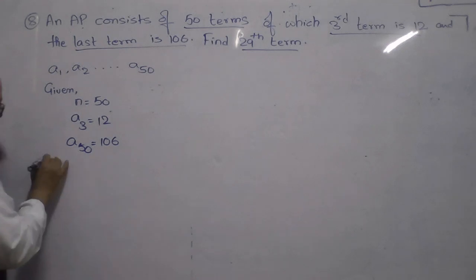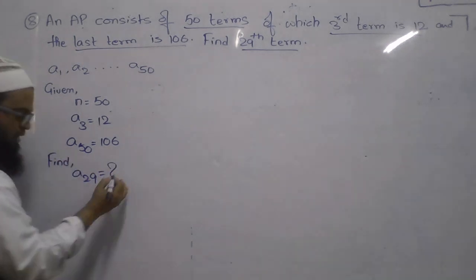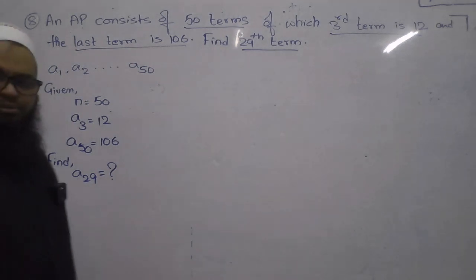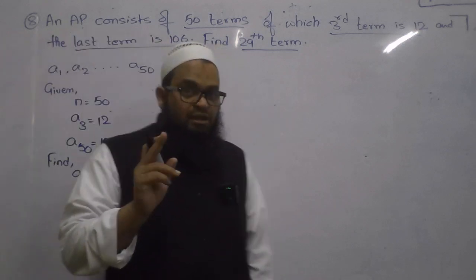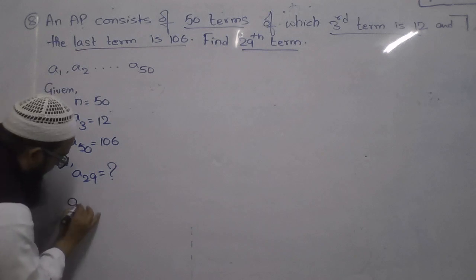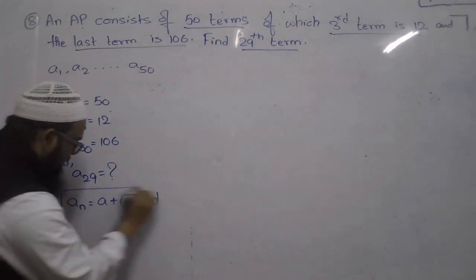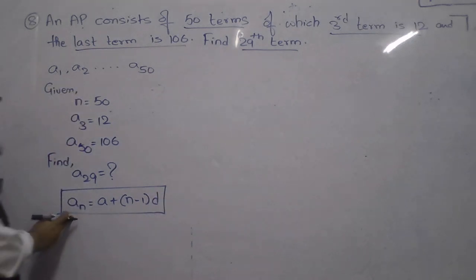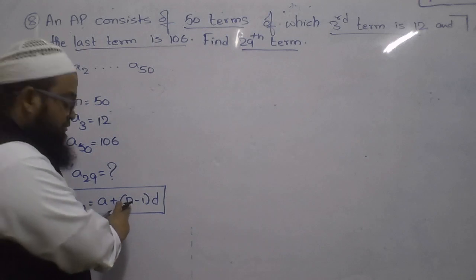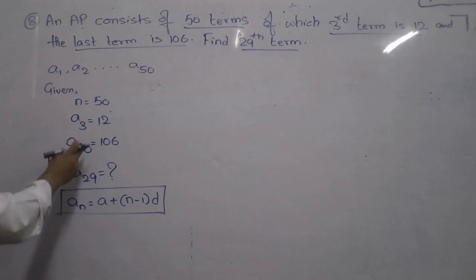Find, so what to find, my dear students? Find A29. Okay, the 29th term you have to find. So is it simple? What is the concept? It's the concept of nth term, right, my dear students? Come on, let us write the concept. An is equal to a plus n minus 1 into d. What is an? Nth term. What is a? First term. What is n? Number of terms. And what is d? Common difference.